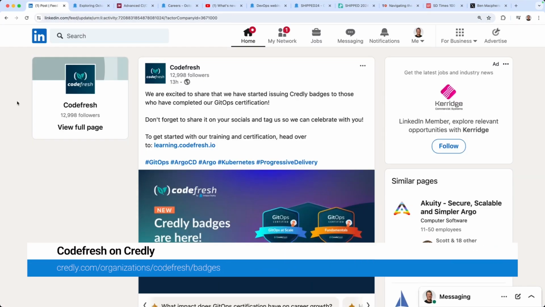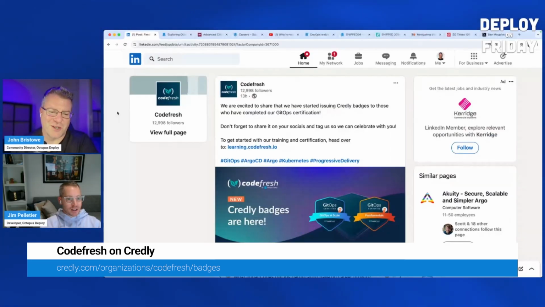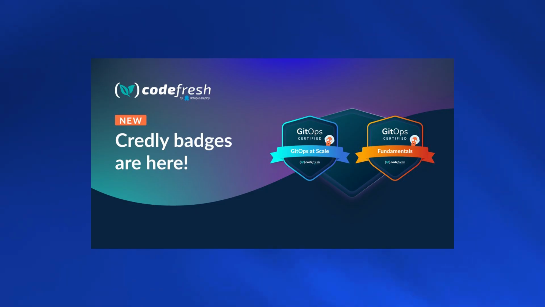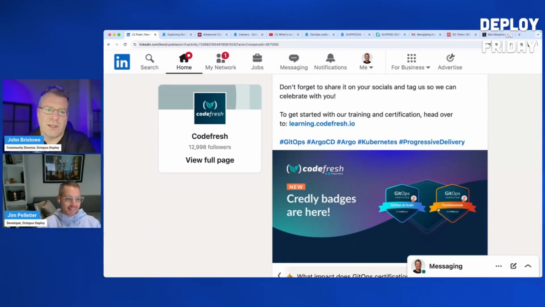Now, I don't know if you got your badge, Jim, or if you've even taken the certification, but we have some new Credly badges. So you might be wondering what these are. We have a couple of GitOps certifications, one entitled GitOps Fundamentals, another one called GitOps at Scale. And we have started issuing these badges retrospectively. So we had a bunch of folks who took these certifications years ago, and they never got a Credly badge because we didn't use Credly. And so we started using Credly recently, like last year, and we started issuing. We issued over 7,000 badges over the weekend. And so our feed has been lit up with people posting these up on LinkedIn and stuff.